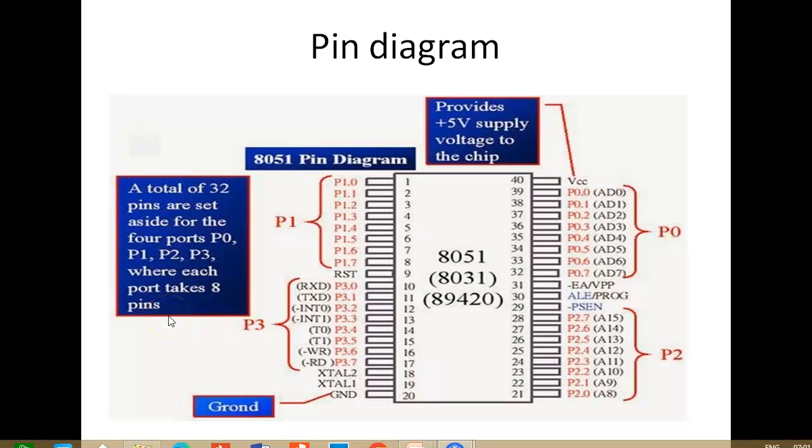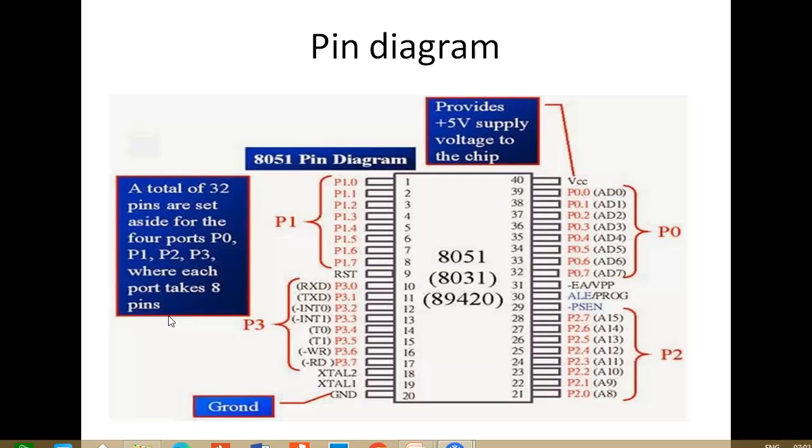Today we will discuss the pin diagram of the 8051 microcontroller. In the previous lecture we already discussed the block diagram. I told you it is a highly integrated device in which the CPU, memories, IOs, timers, and input output ports are all fabricated on a single IC. So the block diagram and the pin diagram are correlated to each other.